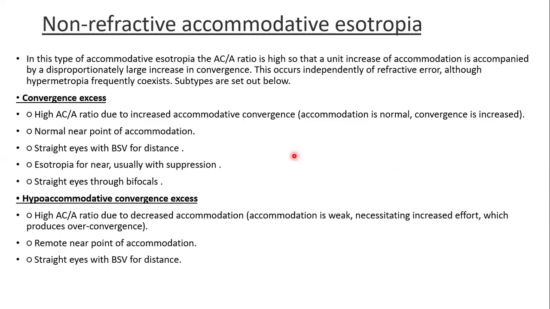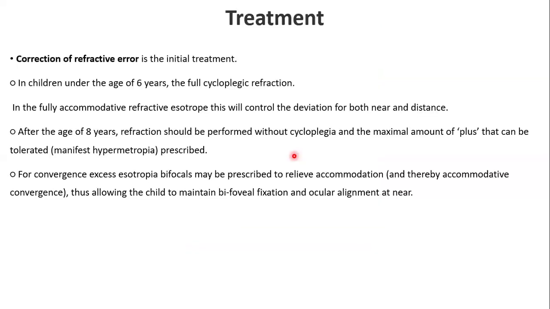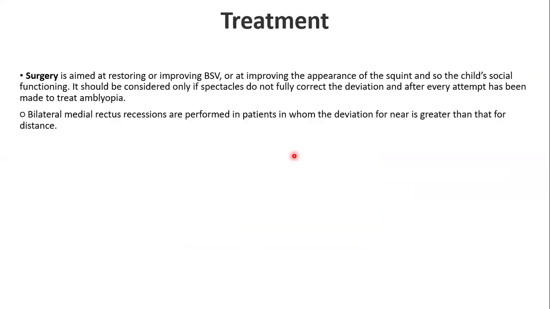Sorry for interrupting again and again. Can they ask us how to measure the AC/A ratio? I didn't have that question, but that can happen. You can very easily go through the gradient method and heterophoria method. Very simple.